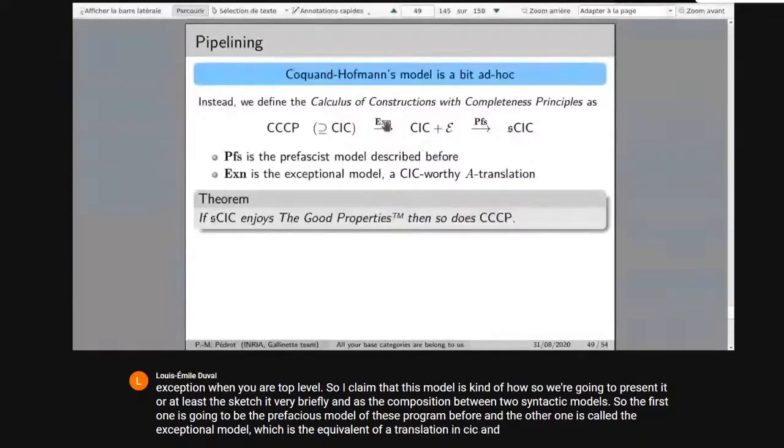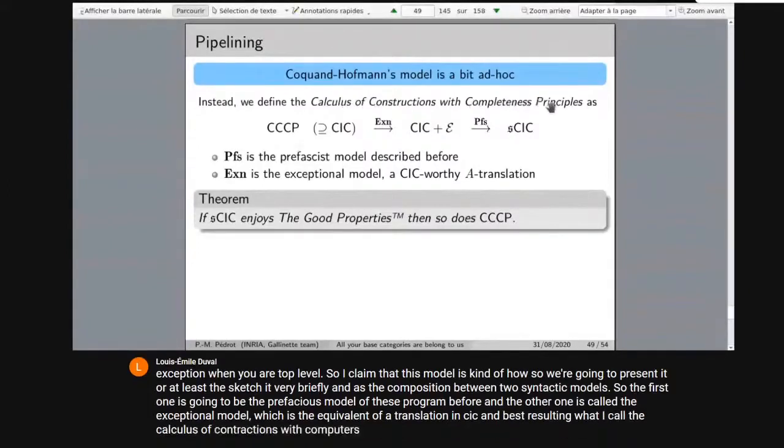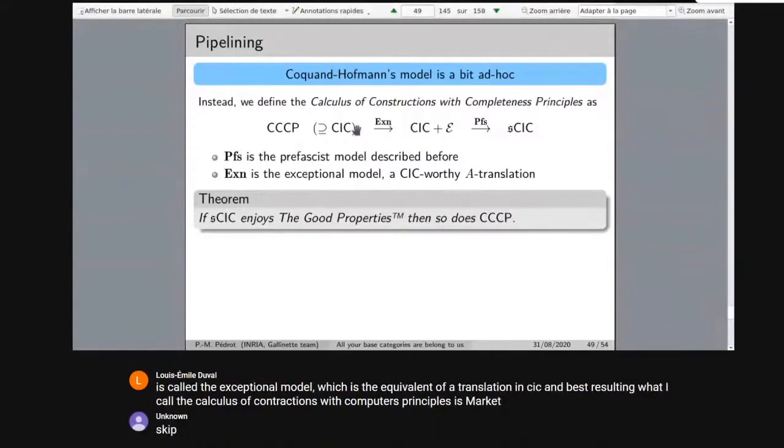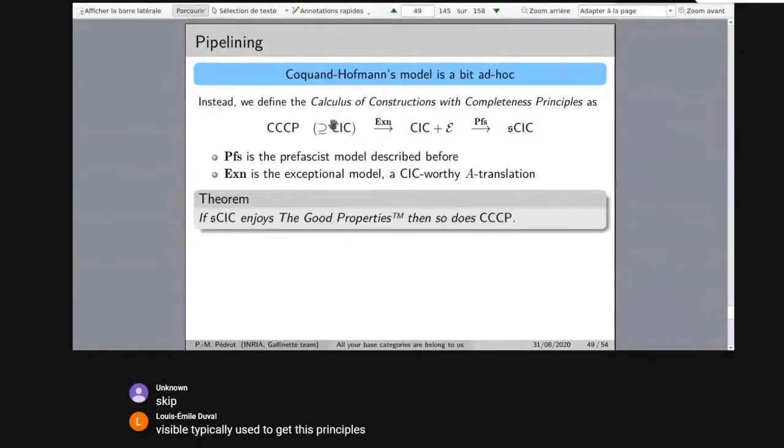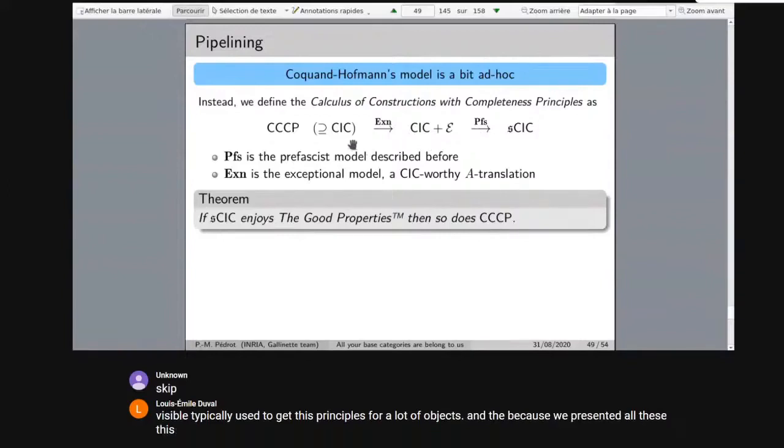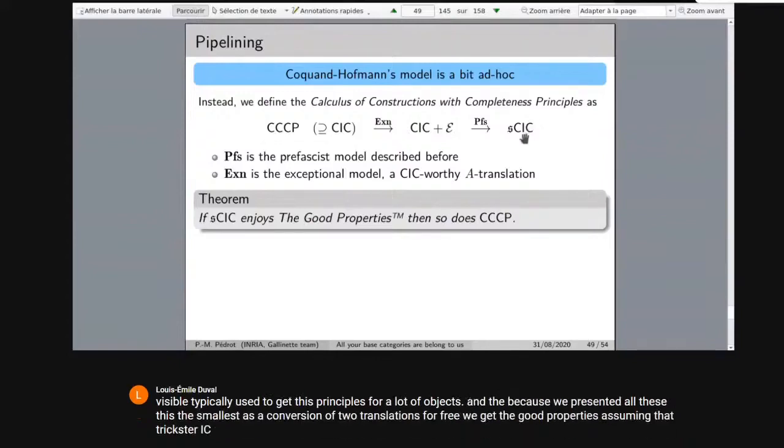And this results in what I call the calculus of contractions with completeness principles, because Markov Principle is typically used to get completeness principles for a lot of logics. And because we presented this model as a composition of two translations, for free we get the good properties, assuming that strict CIC satisfies the good properties.